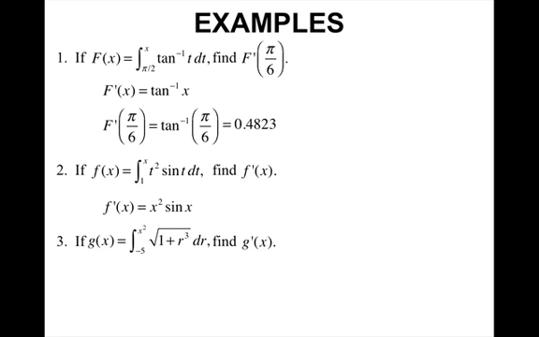All right, now let's try this one. This one is a little bit different because you have an upper limit that's not just x. So you remember that you're still going to replace the inside with the upper limit, so you're going to replace r with x squared. But this time you do have to multiply by the derivative of the upper limit. And when you simplify, you would get the following.